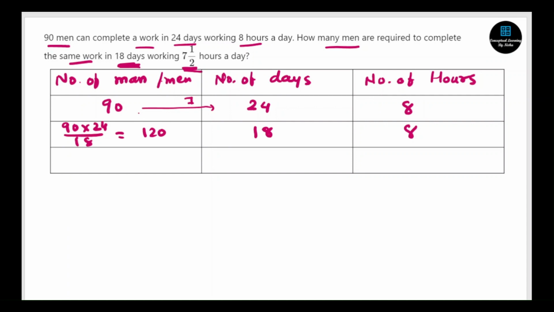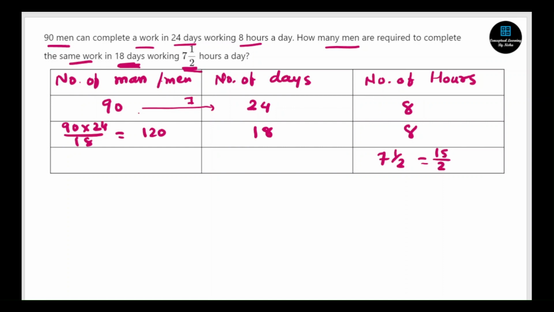See what I have found so far. So 120 men required for 18 days of work and 8 hours. So this is the meaning of this. Now we found for 18 days. Now we want this for 7.5 hours. So let me just write 7.5 hours. Now 7.5 is nothing but 15 over 2 hours.